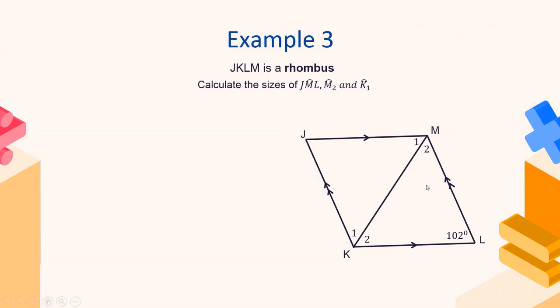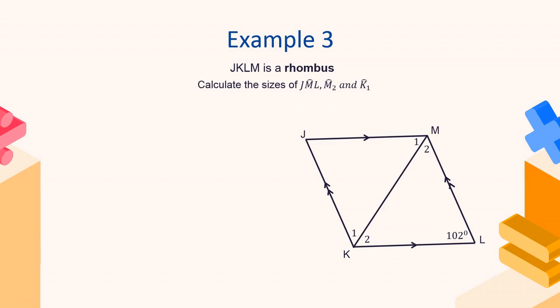So if we just look at this rhombus, what information are we given? Do you see that JM is parallel to KL? We know this because of the single arrows on these lines. This tells us that they are parallel to each other. We are also told that LM is parallel to KJ, and we know this because there are double arrows on each of these lines. That is actually a property of a rhombus. The opposite sides of a rhombus are parallel. We are given an angle over here where angle MLK, or angle L, is 102 degrees. And we are also given angles M1, M2, K1, and K2.